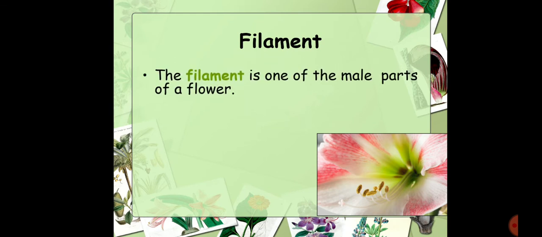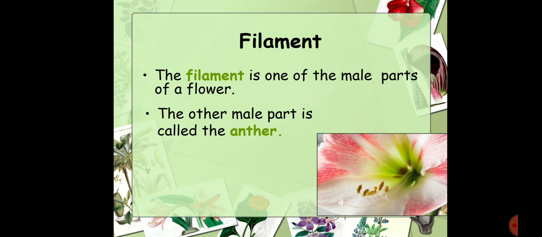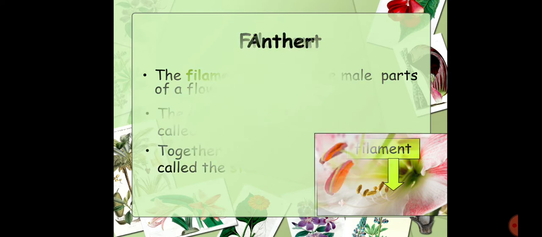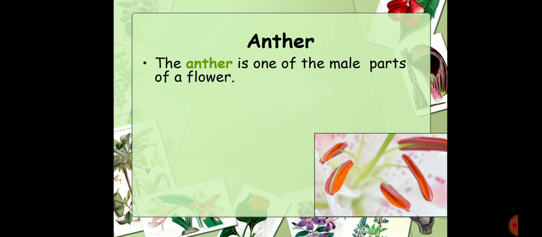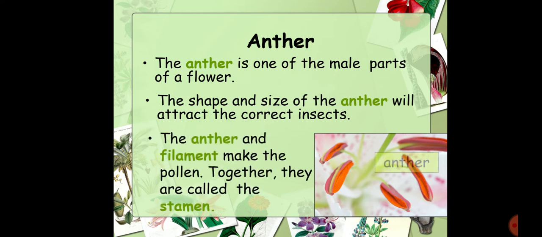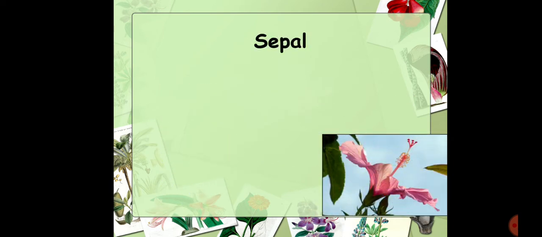Filament. The filament is one of the male parts of a flower. The other male part is called the anther. Together they are called the stamen. Anther is one of the male parts of a flower. The shape and size of the anther will attract the correct insects. The anther and filament make the pollen. Together they are called the stamen.